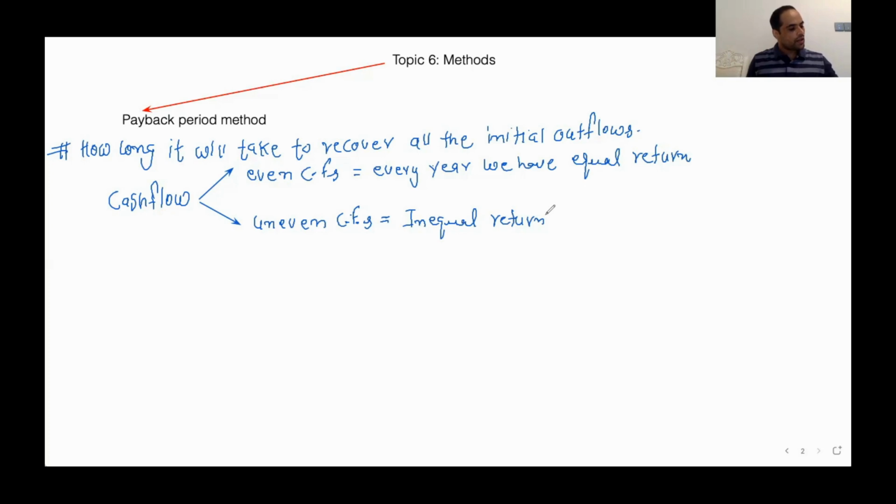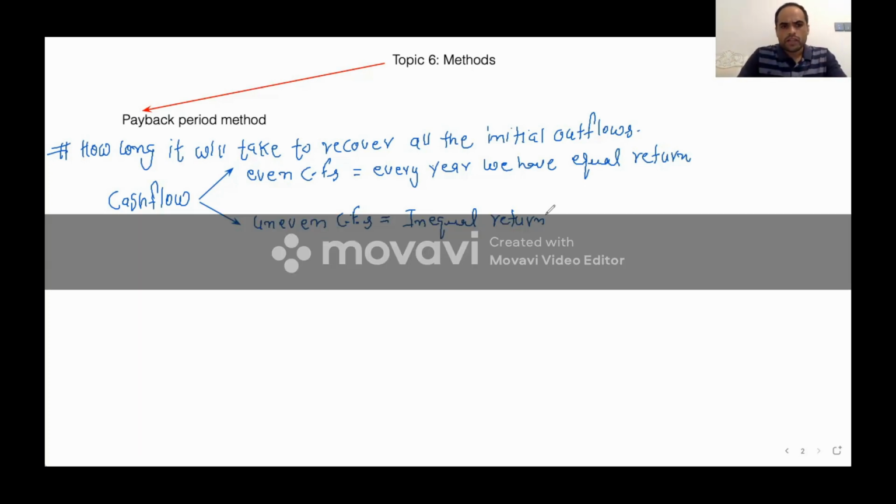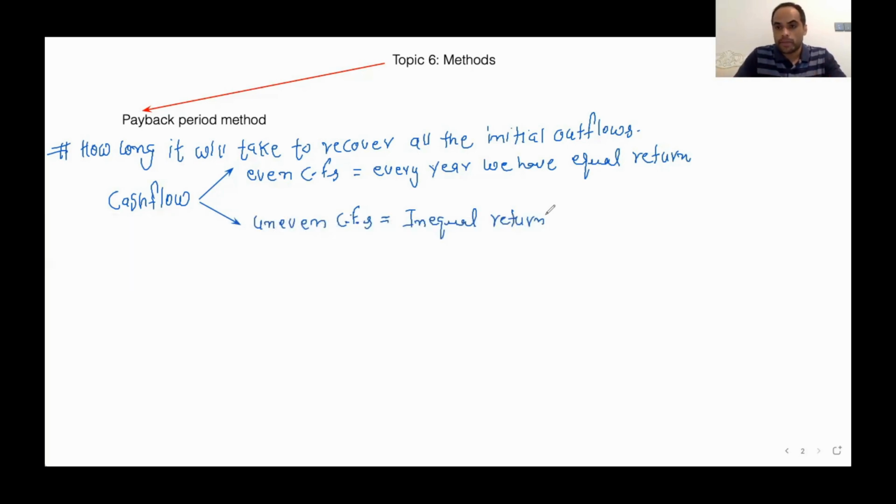So now, if cash flows are different, obviously the methods to calculate payback period are going to be different as well. All right. So now we look at the method or the formula.